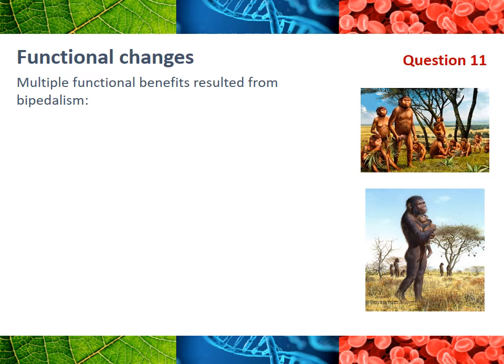All right, functional changes basically are what were we able to do? So the structure is kind of what changed with our bodies, and now what could we do because of that? And most of these came about because we were now bipedal. We were able to walk on 2 feet.